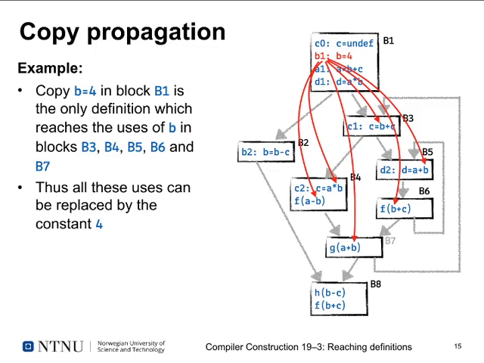And so copy propagation in our example would make use of the fact that we initialize b to 4 here, so we have a constant in b1, and this is the only definition which reaches the uses of b in blocks b3, b4, b5, b6, and b7. So essentially we have b equals 4 here, and then we can propagate this, replacing this b by the value 4, and again here, and here, and there, and also there. So essentially we save a bit of overhead by employing this copy propagation analysis.